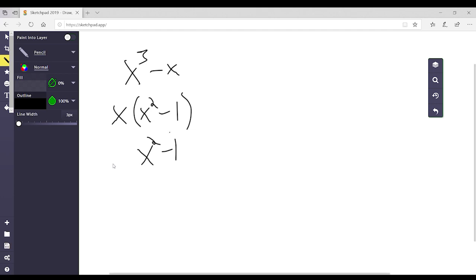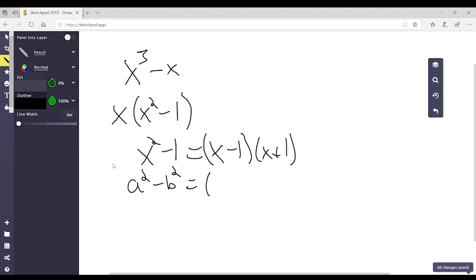So with x squared minus 1, we can actually take the square roots of both of these terms and use them to factor this out. So it could be x minus 1 times x plus 1. That works. Because difference of squares states that if you have some term squared, so this is something squared, minus something else squared, that will equal a minus b times a plus b. And we just did that right here.